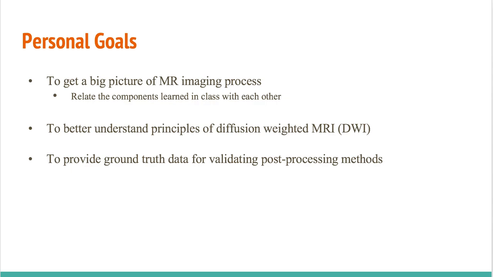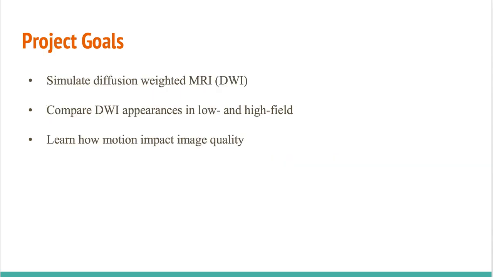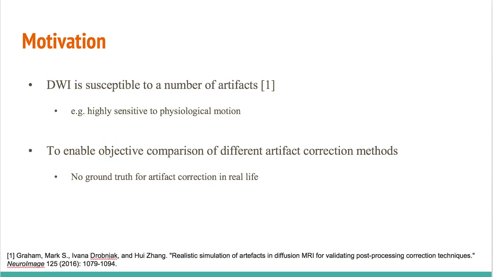And second, I hope it can help me better understand the principles of diffusion-weighted MRI, also abbreviated as DWI. And third, it can help to provide ground truth data for validating post-processing methods, which would be related with my current research. The deliverables of this project would be first, the simulation of diffusion-weighted MRI, DWI, and second, the comparisons of DWI appearances in low and high field, and third, I want to learn how the motion can impact image quality.